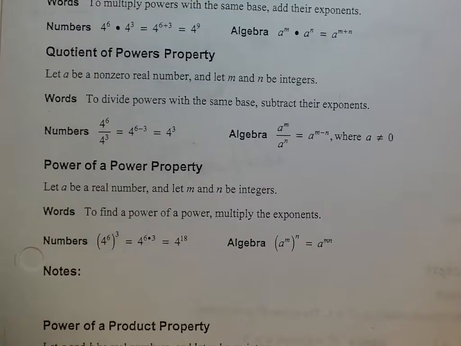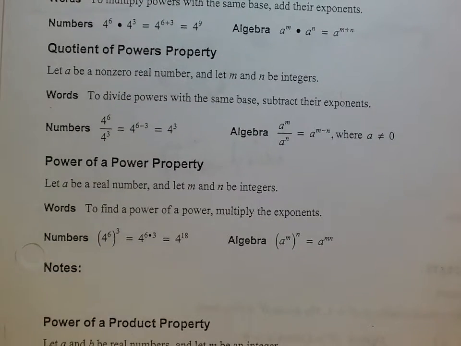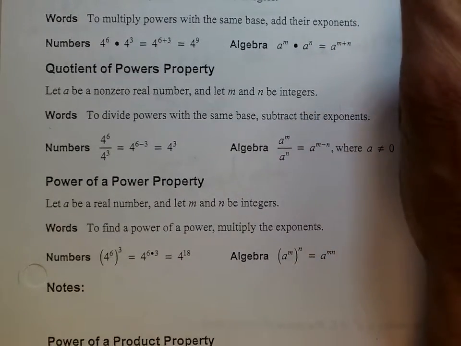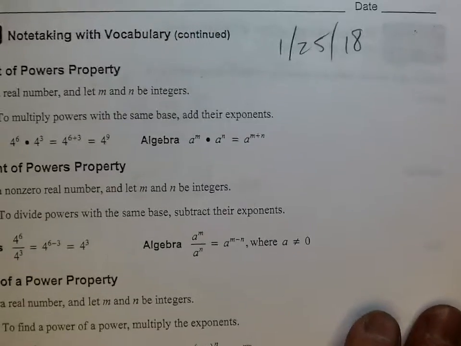So, real quick, let's go back to what we know. So, today's notes, let's see, what's the date? 125, right? 18, I think. 125:18, right?